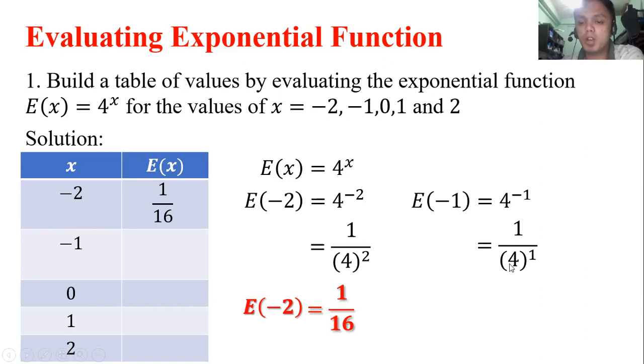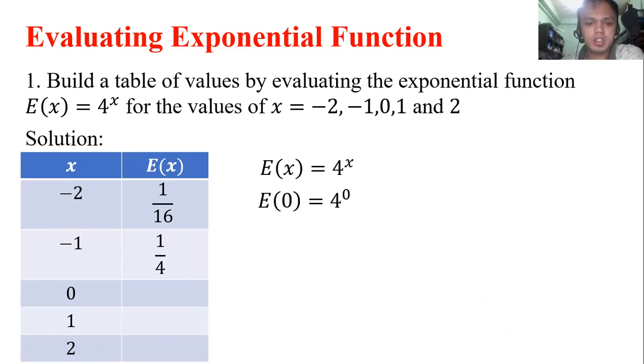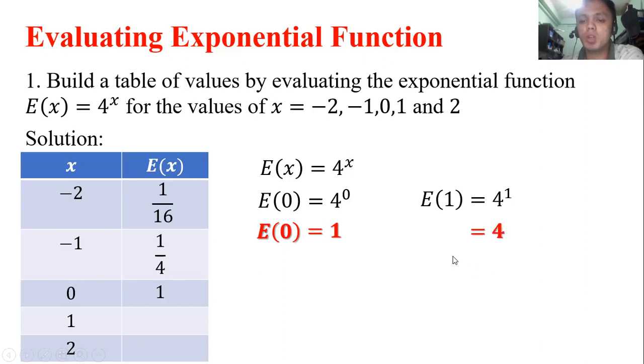So we have 1 over 4 raised to 1. 4 raised to 1, excuse me, that is 4. So we have 1/4. Next, if your x naman is 0, so we have f of 0 is equal to 4 raised to 0. So again, following the laws of exponent, kapag yung exponent natin is 0, automatic, that is equal to 1. Next, if your x naman is 1, so we have 4 raised to 1, that would be equal to 4 pa rin.